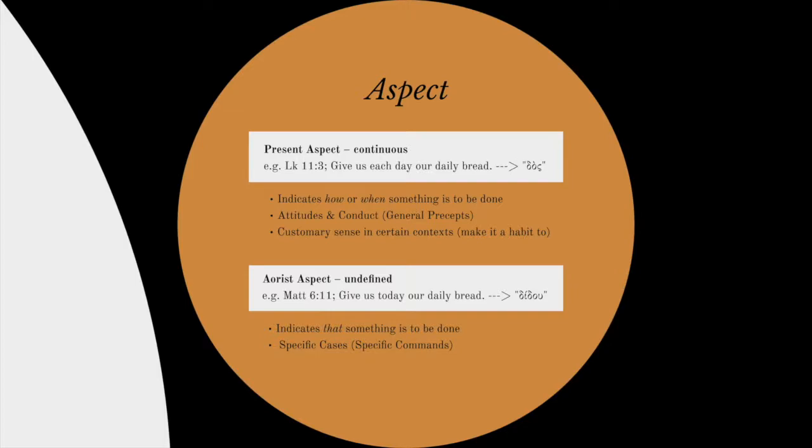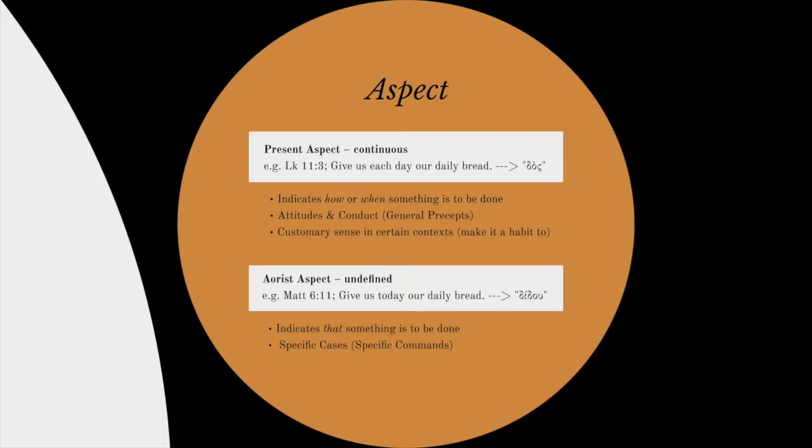An example for continuous would be Luke 11:3, give us each day our daily bread. The present aspect is used to indicate how or when something is to be done. David Alan Black also further identifies that it is usually used for attitudes and conduct. He also suggests that it can be used in a customary sense depending on the context, rendering a translation like make it a habit to do something.